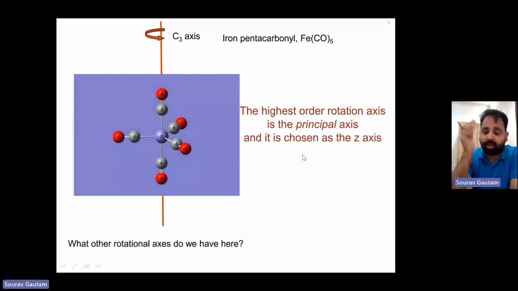That is enough for today. The next proper axis of rotation, examples of symmetry, and improper axis of rotation will be discussed in the next video.